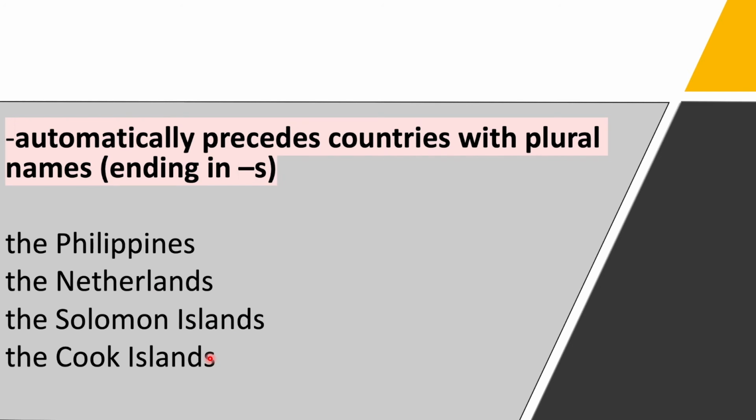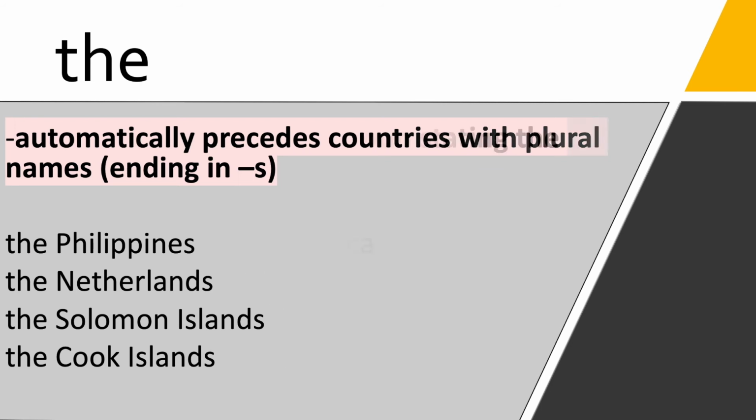Additional information. So let's take this. "The" automatically precedes countries with plural names or those countries ending in S. So automatically, these countries in plural forms or ending in S have to have the article "the" here in the beginning. Okay, let's read. The Philippines, the Netherlands, the Solomon Islands, the Cook Islands, and other countries that are plural in form, ending with S. So when we are to mention our country, the Philippines, we have to always attach the article "the" before Philippines.